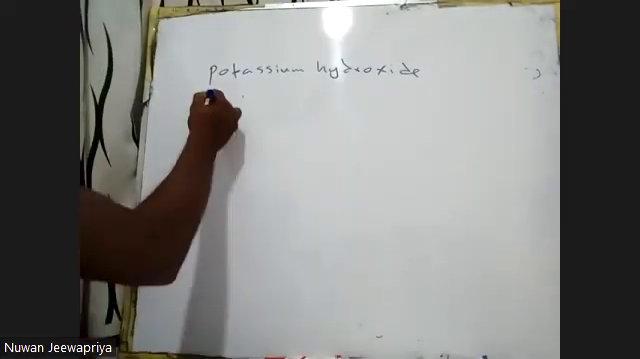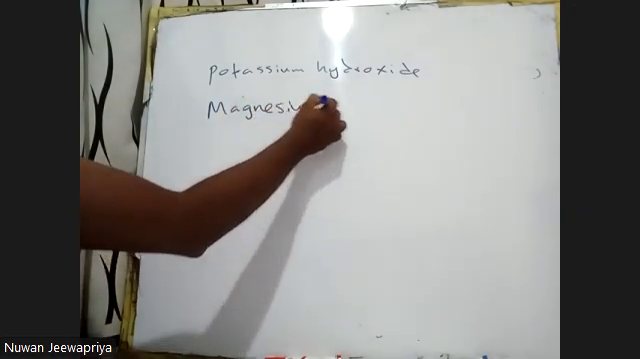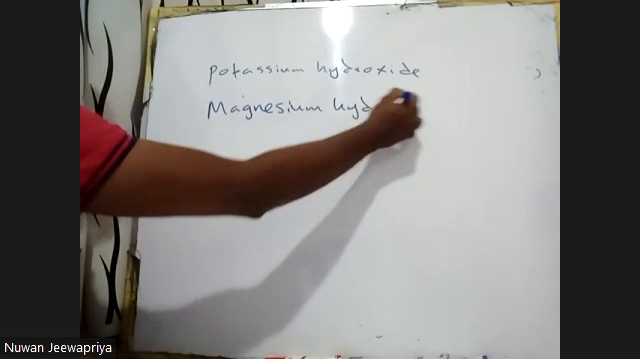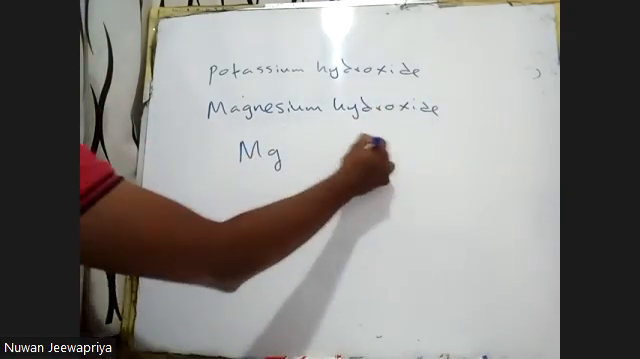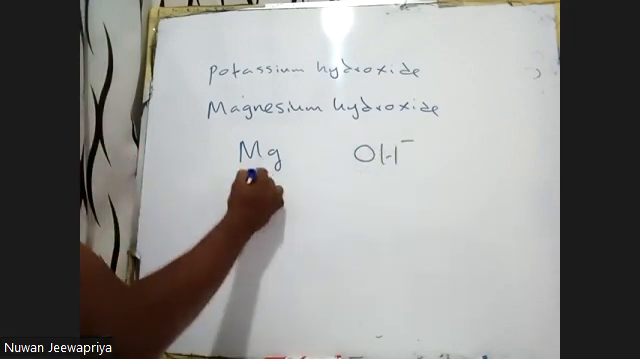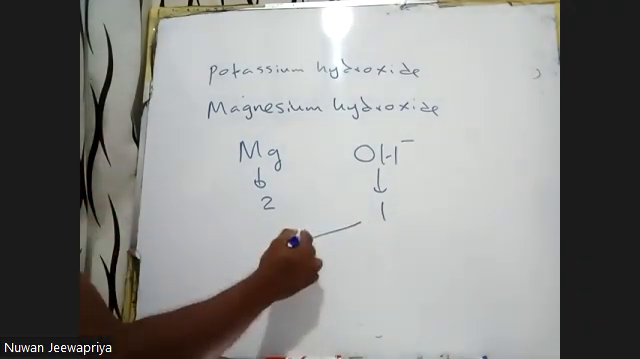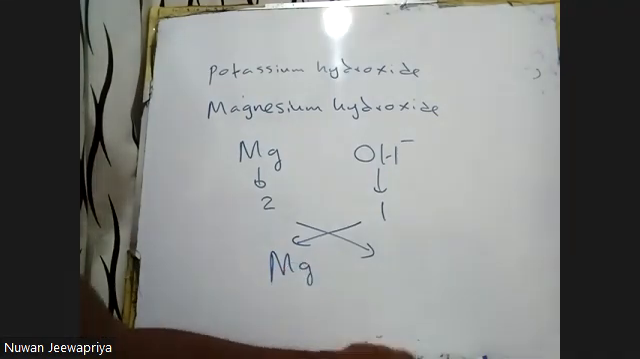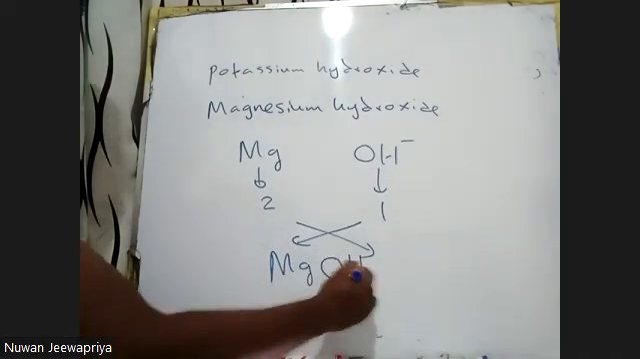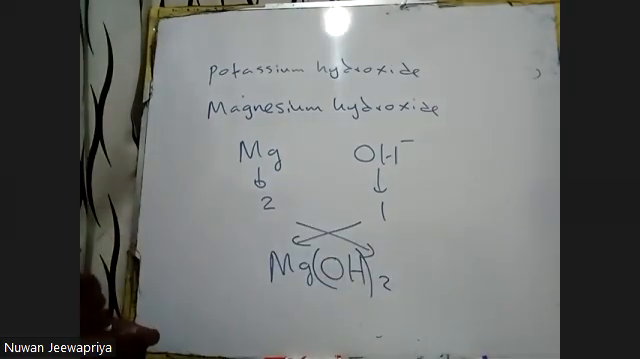Right. The next one, magnesium hydroxide. Magnesium is Mg, hydroxide is OH minus. Magnesium's valency is 2, hydroxide valency is 1. So we interchange. Magnesium gains 1, we don't write it. Hydroxide gains number 2, so we put a bracket. Magnesium hydroxide. That's how we work it.